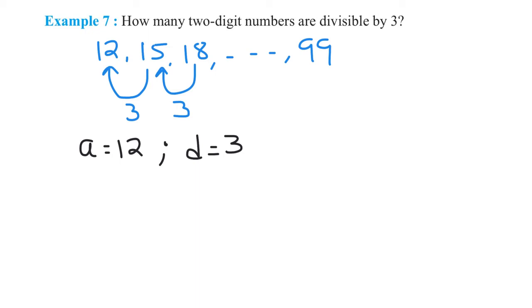We are supposed to find how many two-digit numbers there are, in other words, how many terms there are. What is the last term that is divisible by 3 in this series? 99. So we know that an is 99. Now what we have to do is take the values and plug them into the formula.